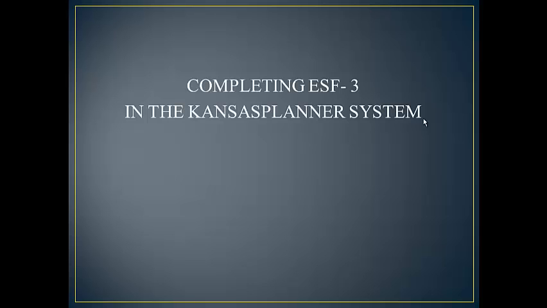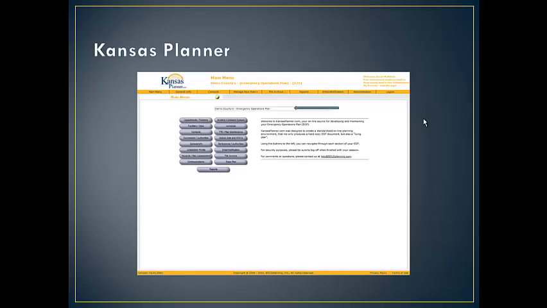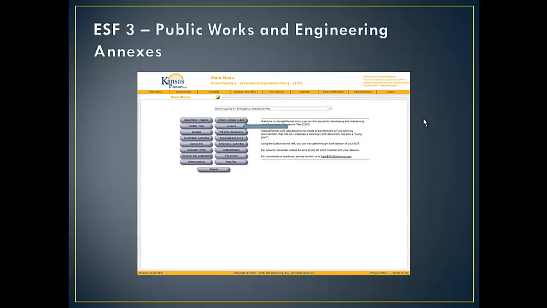Completing the ESF 3 in the Kansas Planner System. After you sign on, you go to the middle drop-down tab and type in your county name, and then when it brings up your county name, choose the Emergency Operations Plan. And after you've chosen that, it'll bring up the same screen and you will click on Annexes.